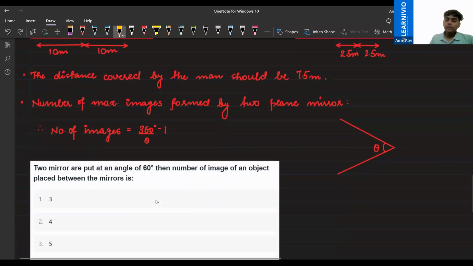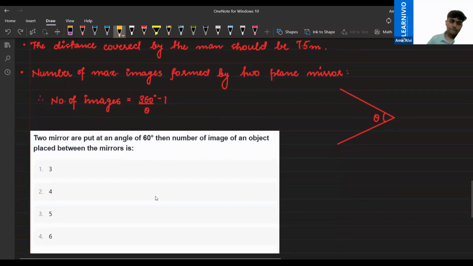Okay, solve this question, Inan. What should be the answer? Sir, 360 by theta minus 1. Yeah. It's not 360 minus 1. It's 360 by theta, then minus 1. Sir, 5. So the answer is 5, right? Yep, that's the answer. It's 5. Very good, Inan. Please do let me know, is that clear to you till now?